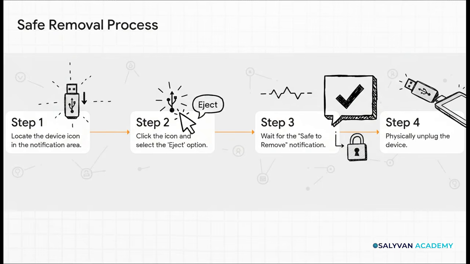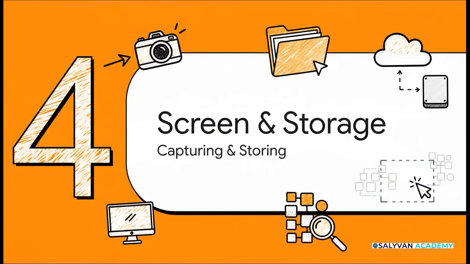And this is how you do it the right way. It takes 2 seconds. Just find that little device icon down in the corner of your screen, give it a click, and tell the computer you want to eject it. Then you just wait for that little pop-up that says it's safe to remove. Once you see that, you know all your data is tucked in safe and sound, and you can pull it out without a worry.